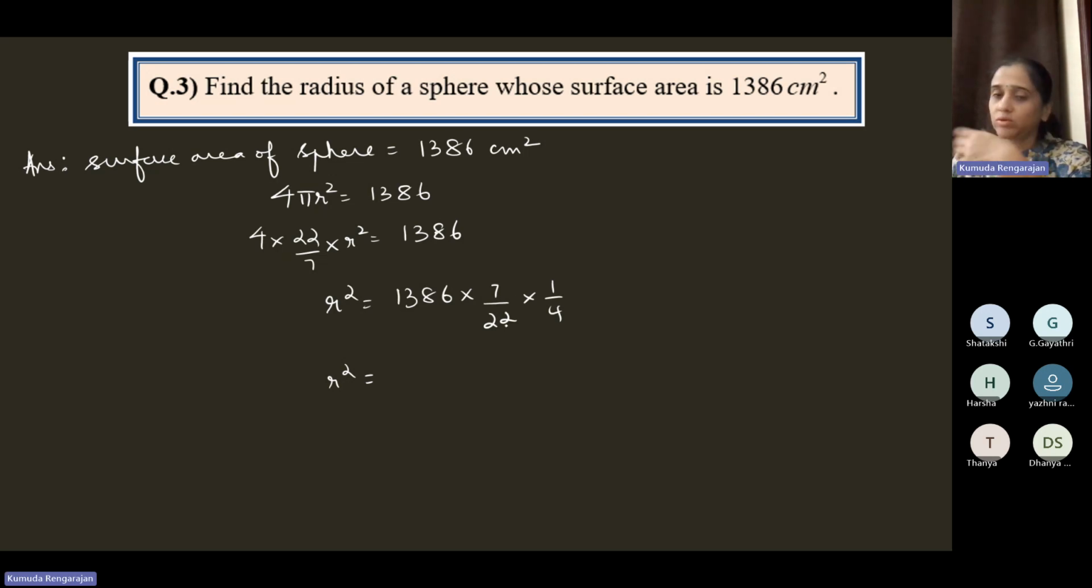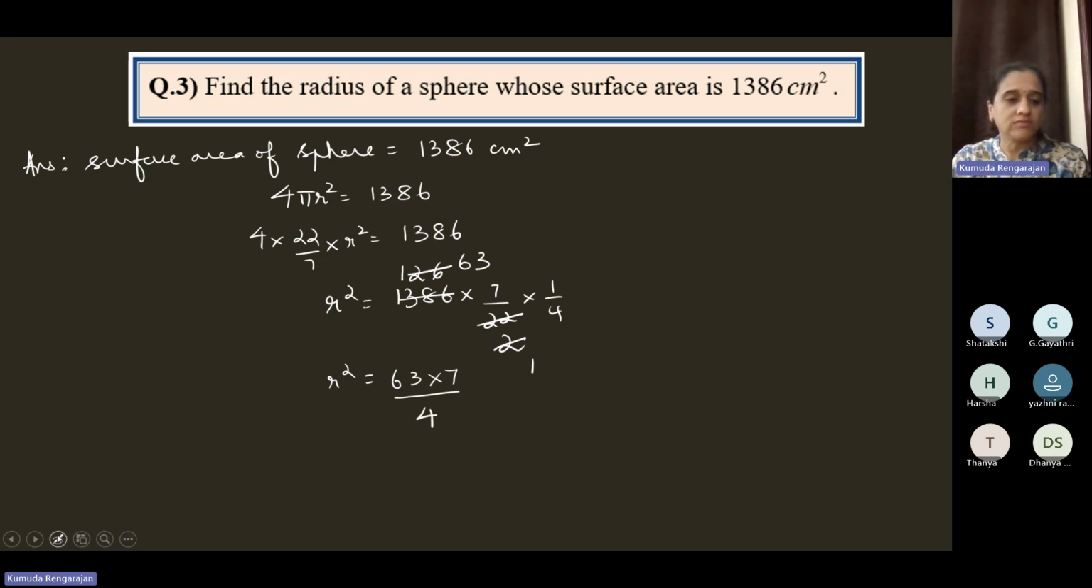In the tables of 11, you can use 22 directly, or in the tables of 11, 11 twos are 22, 11 ones are 11, 2 remains, 11 twos are 22, 6 remains, 11 sixes are 66. Then again 2 ones are 2, 63 times. So what is left? R square is equal to 63 into 7 divided by 4.